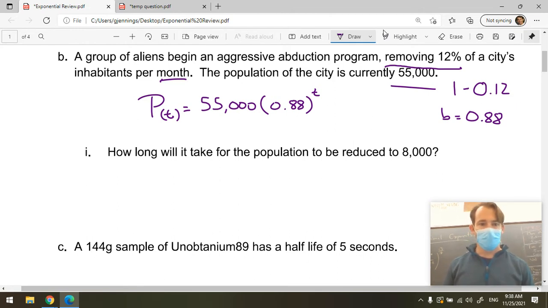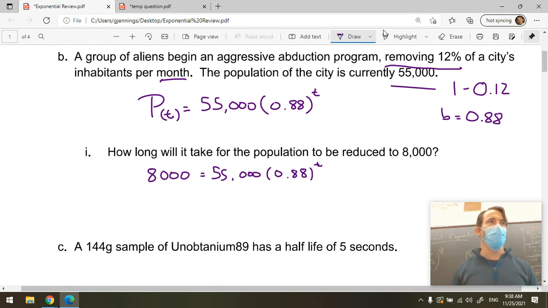Okay, so here, 8,000 is the desired population. That's equal to 55,000 multiplied by 0.88 to some power t. I still have a little bit of Yoda going on with my voice. I don't know t, but this is one equation, one unknown, can be solved. Yes, we can solve it with logs, but you're going to solve it by guess and check because curriculum.